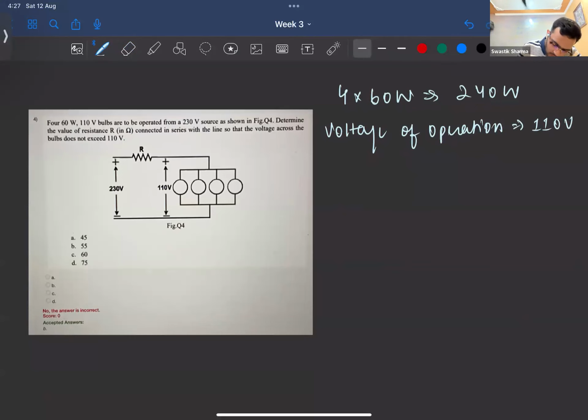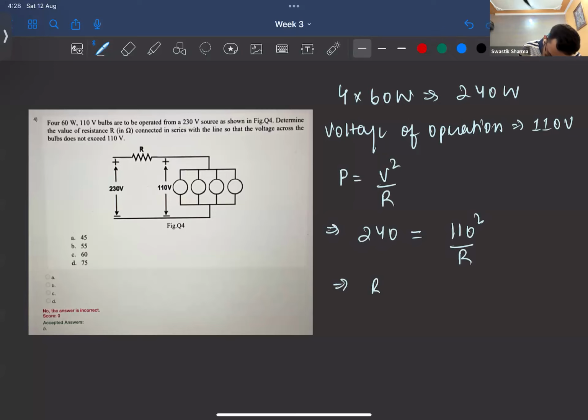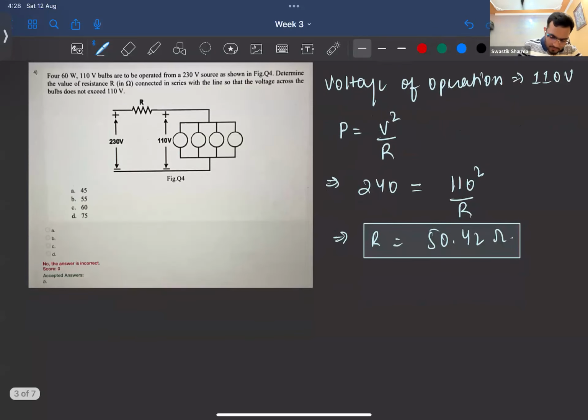We can. So the resistance is nothing but, if we write P in terms of V and R, P is equal to V square upon R, right? P is how much? 240. V is 110, square, R. So R will come out to be 50.4167. So we'll write 50.42 ohms, right? So we know the resistance of this part.